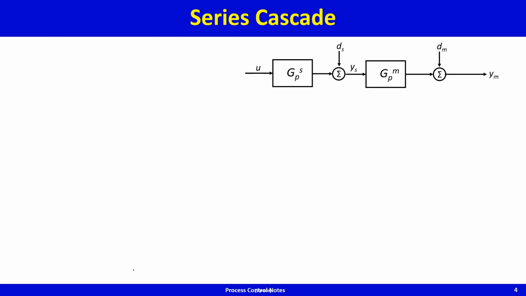Okay, now cascade control can happen in two ways. Most commonly it is the series cascade, and the reactor temperature control example is an example of a series cascade. So you've got dynamics of the primary variable, the master variable, M denoting master.